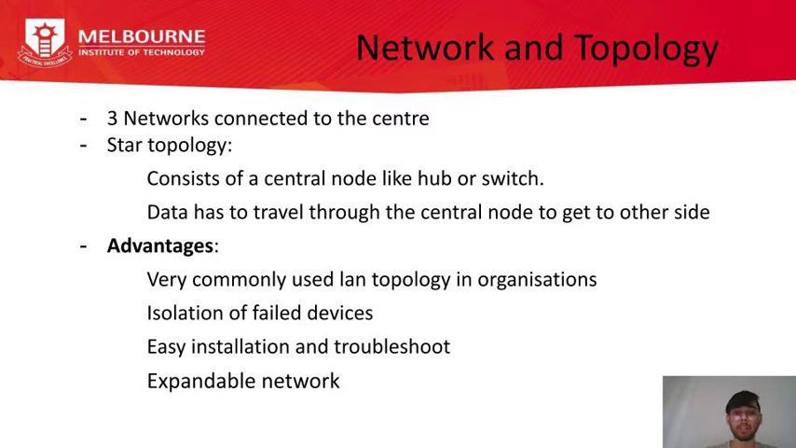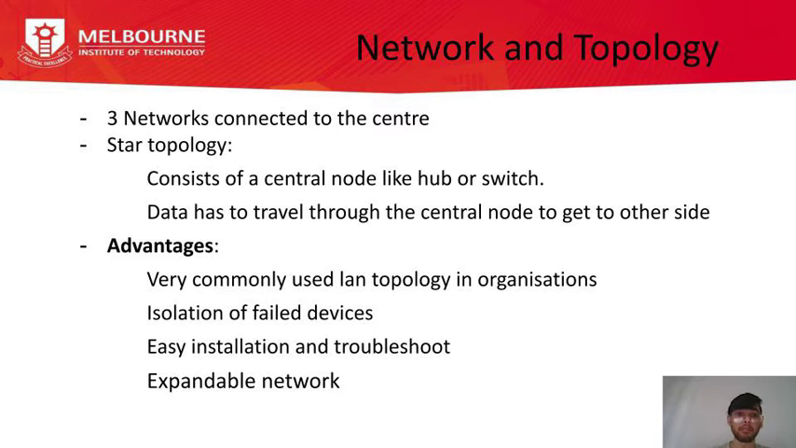So moving on to network and topology for our project. We've got basically three networks connected to each other, the two branch networks and one main network, and it is basically based on a star topology, which consists of a central node like a hub or switch, and everything passing from one side to another has to pass through the central hub.